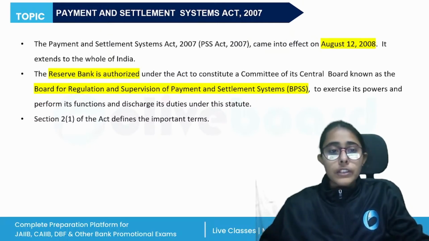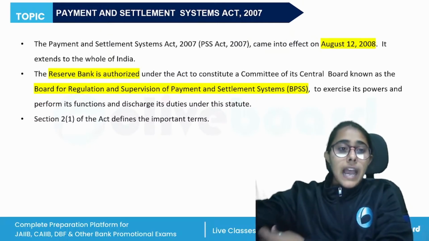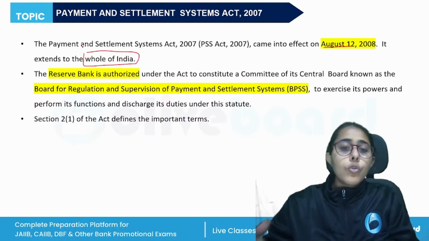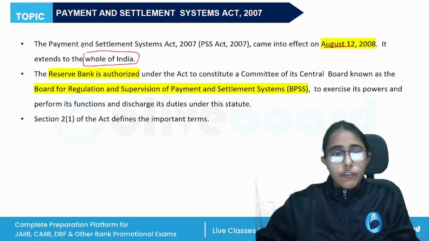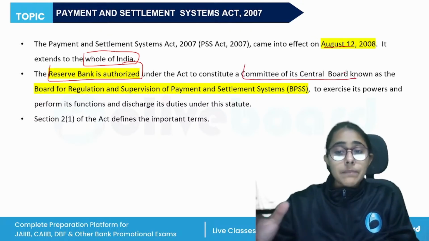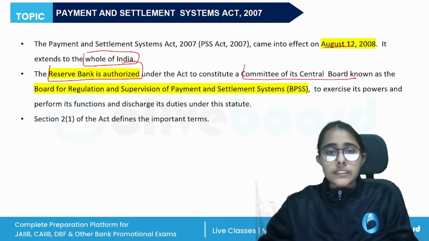When we talk about the Payment and Settlement Systems Act of 2007, it came into effect on 12th August 2008, and it extends to the whole of India. Now, who has the responsibility for the regulation and supervision? It is the RBI. The Reserve Bank is authorized under the Act to constitute a committee of its central board. We will see the members of the central board in the further slides.